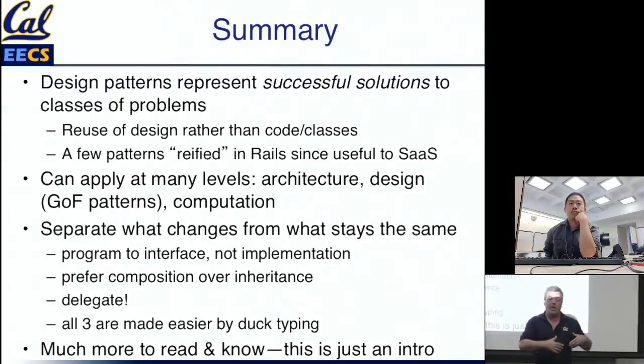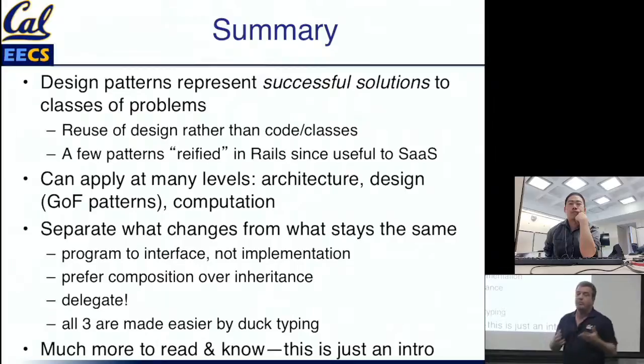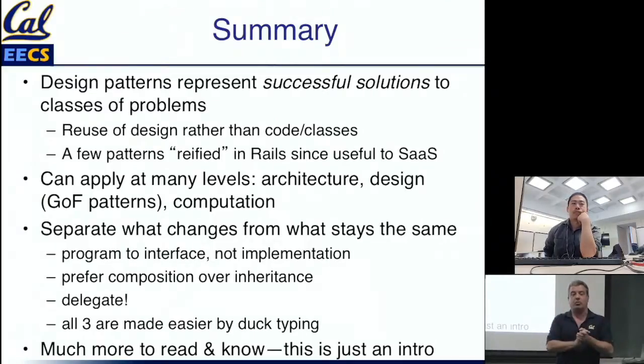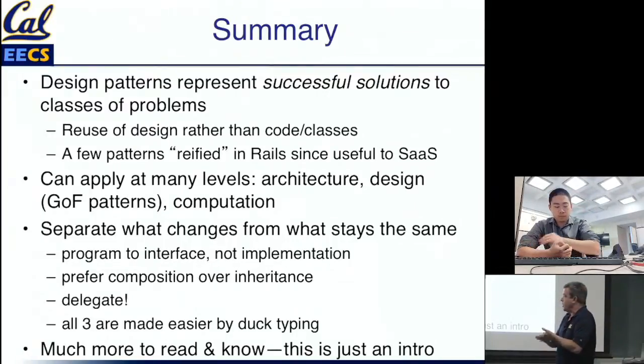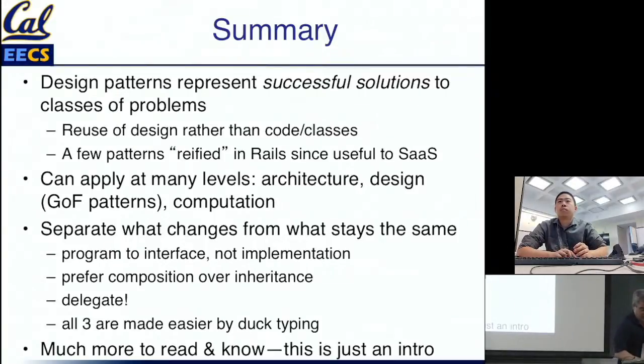For example, when we talk about caching, caching is a fundamentally important performance operation you have to do for high-volume software as a service. As it turns out, the observer pattern is a really good way to implement caching in a database-backed application. Therefore, there is a first-class abstraction for the observer pattern in Rails, and it's designed for doing things just like that. So overall, it's separating what changes from what stays the same.